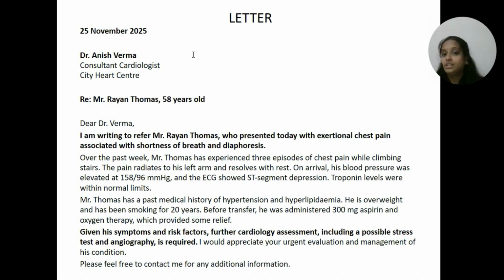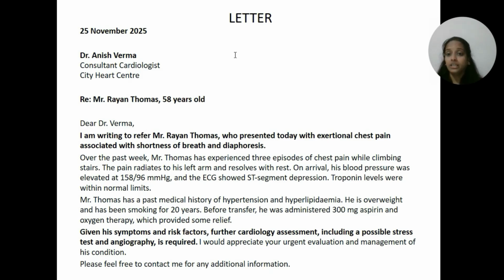The part 1, it stated the clear purpose. I'm writing to refer Mr. Ryan Thomas, who presented today with exertional chest pain, so and so. So here, this one is very straightforward. No drama, no fancy English. Immediately, I have stated who and why. Exactly the formula that we have discussed.